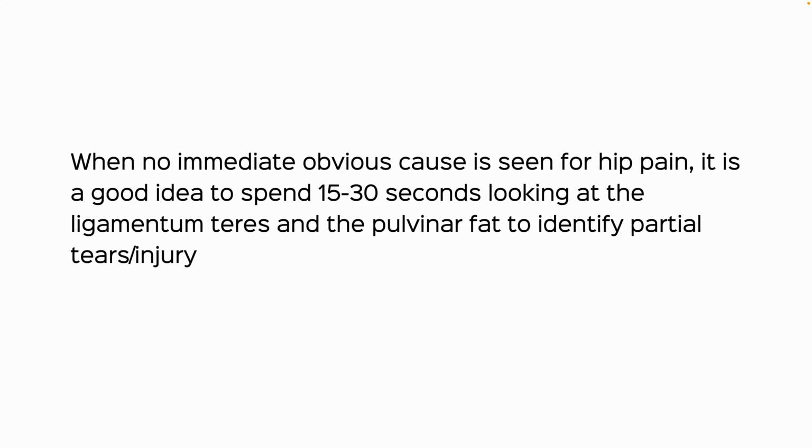So the way it works for me is, when I don't see an obvious cause for hip pain, I will then spend 10-15 seconds looking at the ligamentum teres to identify partial tears. And now I've learned to look at the pulvinar fat as well, to see if there's edema compared to the normal side, and that kind of corroborates or reiterates the fact that what we're seeing in the ligamentum teres is clearly abnormal.